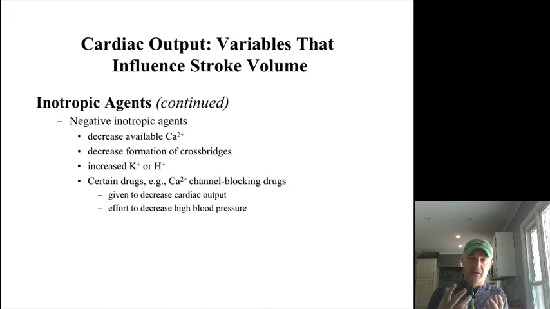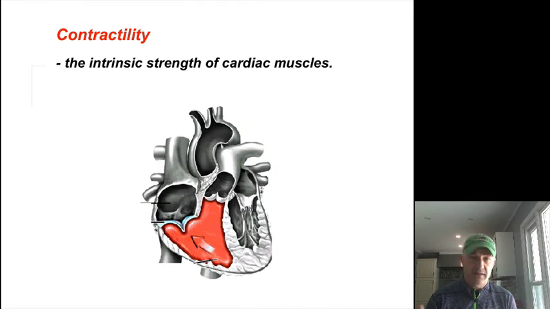You don't pump out as much with each beat. The negative inotropic agent will drop cardiac output, and again, that's if everything else remains the same. And again, this increased contractility, that intrinsic strength by which the heart beats, the higher the contractility, the more output the heart is going to have. The lower the contractility, the less output we're going to have. Again, all other things remaining equal.